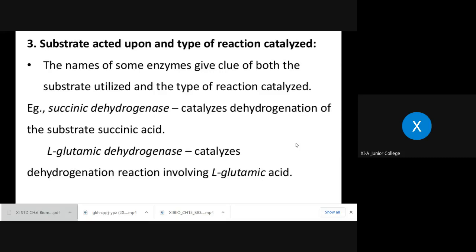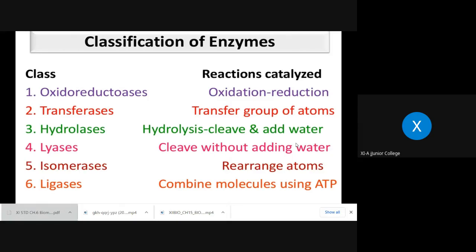So accordingly, the name of the enzyme is what? Succinic dehydrogenase. Then L or alpha glutamic dehydrogenase, which catalyzes the dehydrogenation reaction involving L-glutamic acid. So accordingly the names are given, and this is in brief, you can remember the classes of the enzymes and the reactions they catalyze.